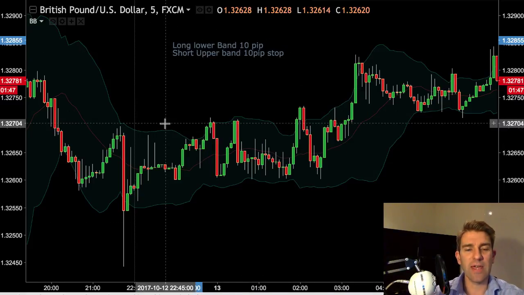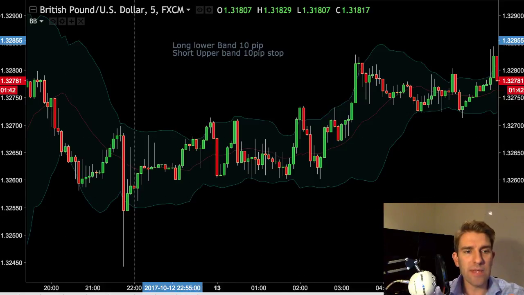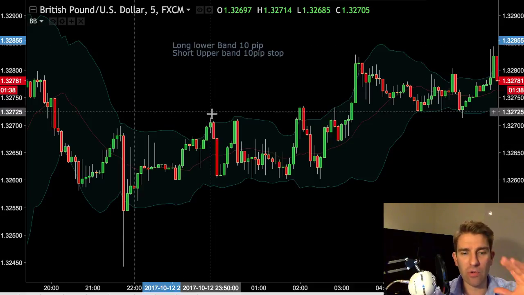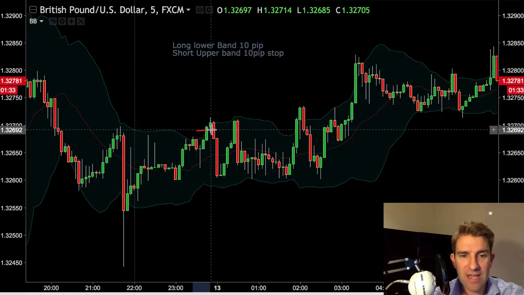Alright, so let's have a look here. I'm in the middle of the night here, approximately midnight. Where would we be going short with this strategy? We're on a 5-minute chart, correct. We're on a pound US dollar chart, correct. We've got a Bollinger Band on here. So we'll be going short around here, it looks like.